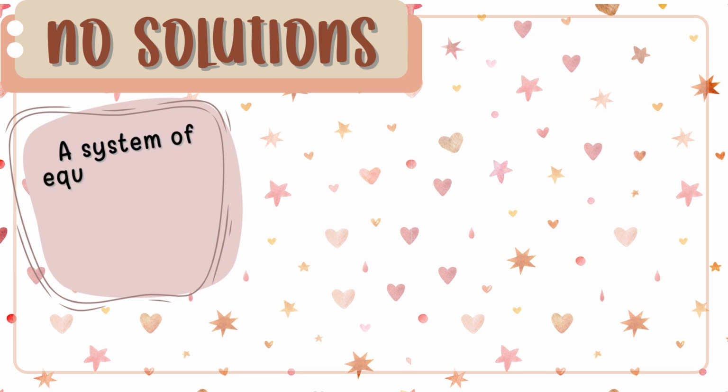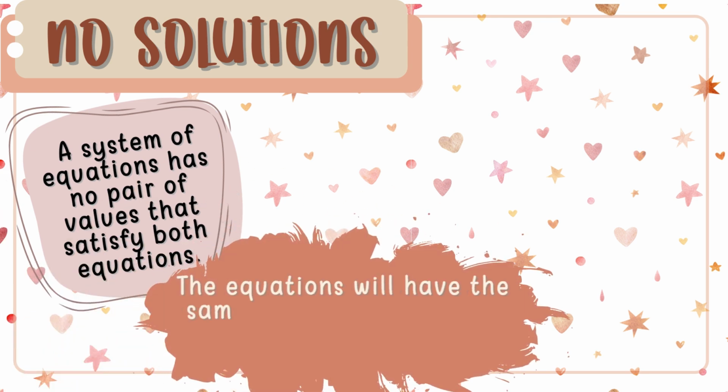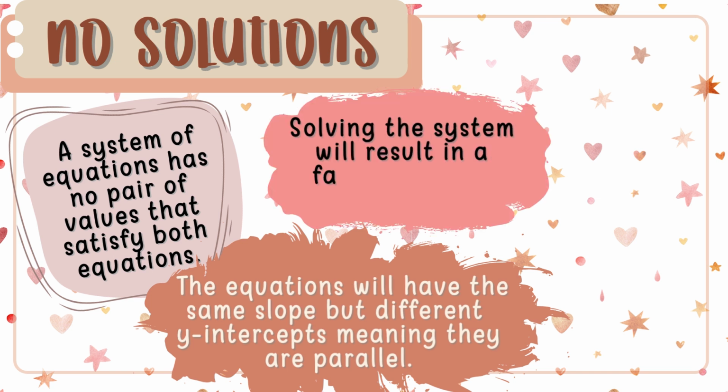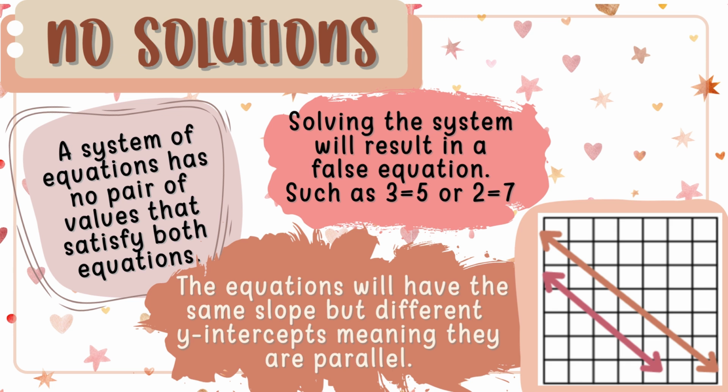Now let's look at what happens when there are no solutions. This means that a system of equations has no pair of values that will satisfy both equations. The equations will have the same slope but different y-intercepts, meaning that they're parallel. When we solve the system, this will result in a false equation, like 3 equals 5 or 2 equals 7, or any equation that's incorrect. The graph will show two parallel lines that never intersect, which makes sense because they don't have a solution, which is usually where the intersection happens.